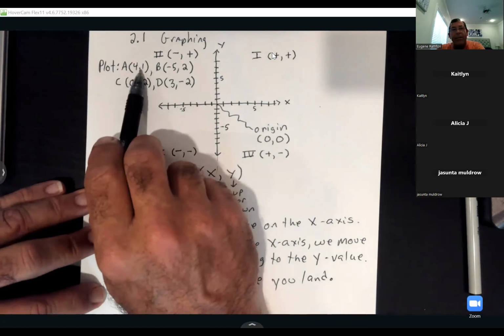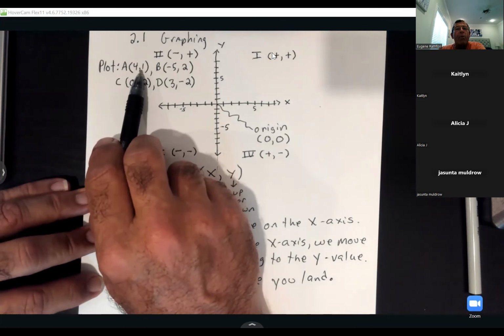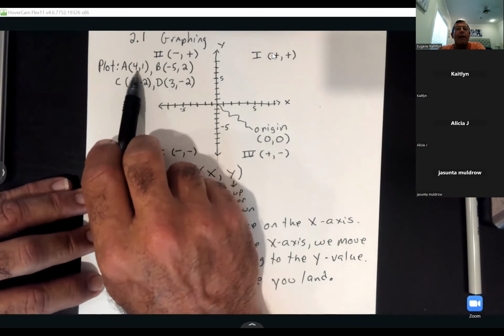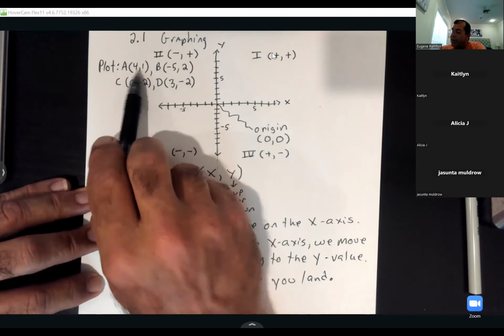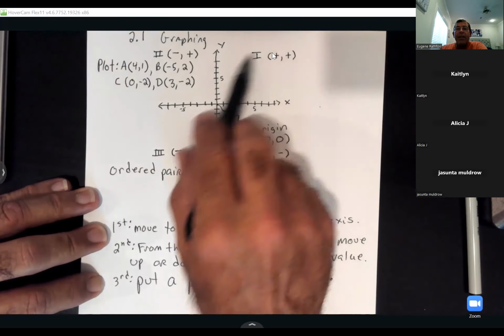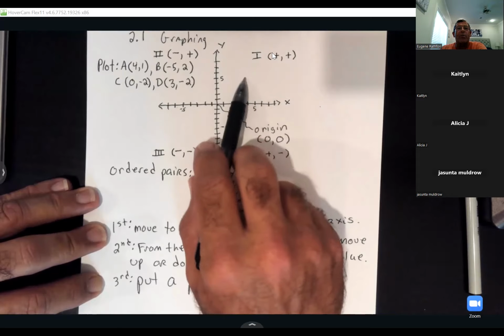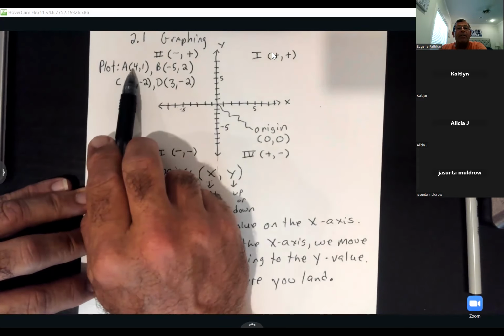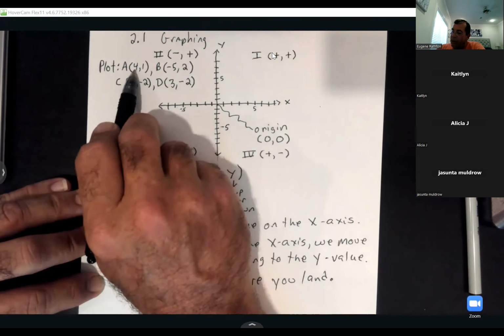Okay, so I want to plot this point 4, 1, and we'll label that as A. So both of these numbers are positive. So that means it should end up in this first quadrant somewhere, since both of these are positive. So let's plot this first point.